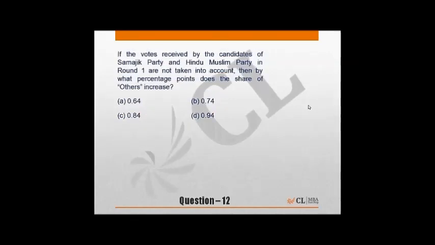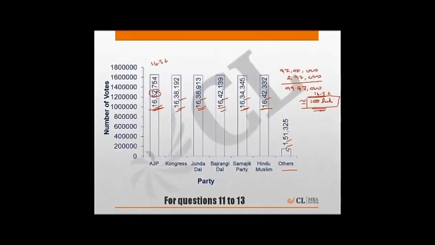If the votes received by the candidates of Samajik and Hindu-Muslim party in round 1 are not taken into account, then by what percentage points does the share of others increase? What is the total number of votes with others? It is 1.51 lakhs. So others is 1.51 lakh on 100 lakh. The question is saying if these two, Samajik and Hindu-Muslim, are removed, what do we remove? 16 plus 16, 32. Approximately 33 lakhs of votes are removed. So minus 33 lakhs. So what will this become? This will become 1.51 upon 67.